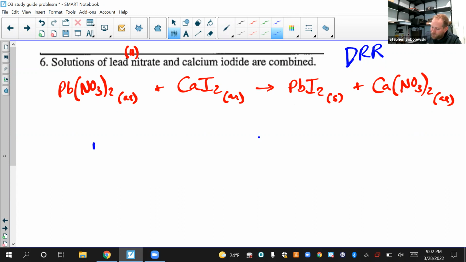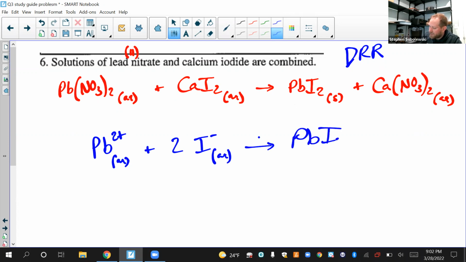So this came from one lead, which is Pb2+ aqueous, plus 2 iodide ions, which is I- aqueous, yields PbI2 solid. Okay, now the most common mistake we see is people will leave the I2 together as I2, citing the fact that it's a diatomic. That doesn't apply when it's aqueous, meaning it's dissolved as an ion. It splits into individual iodide ions.